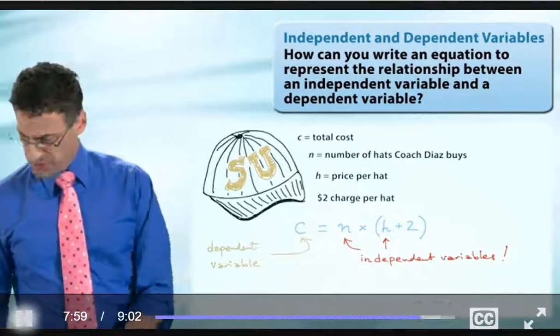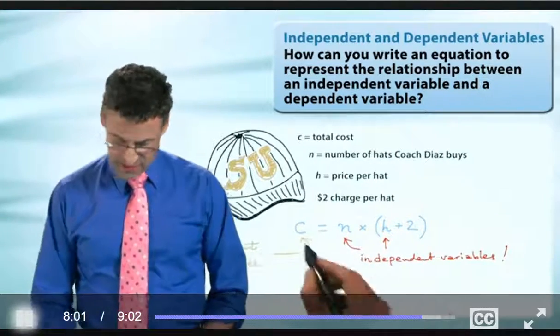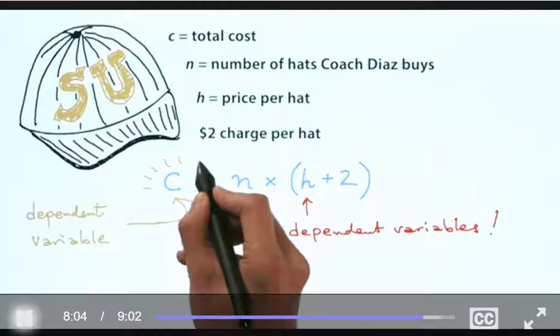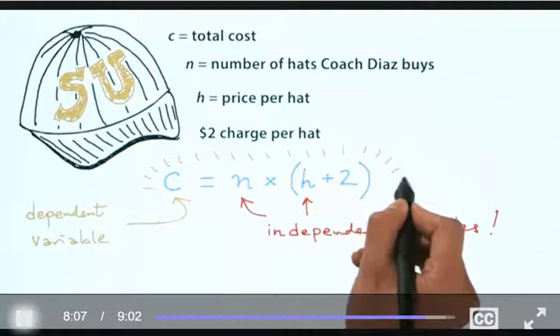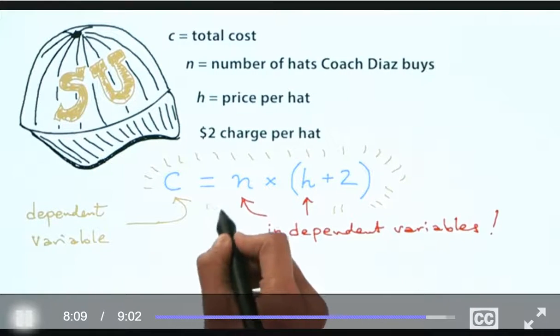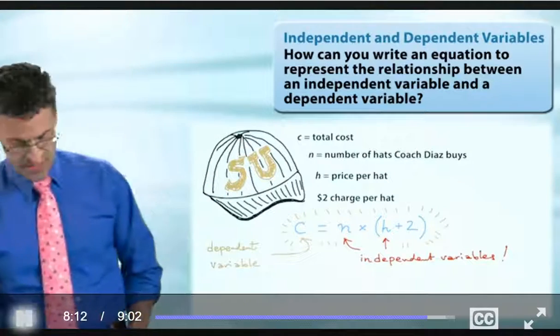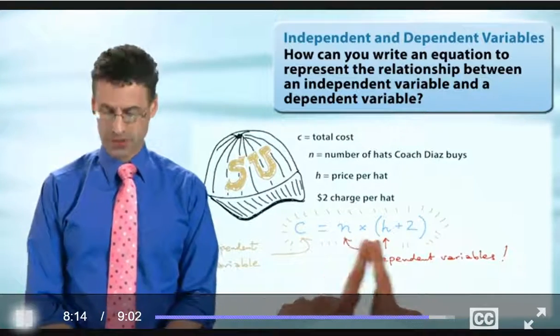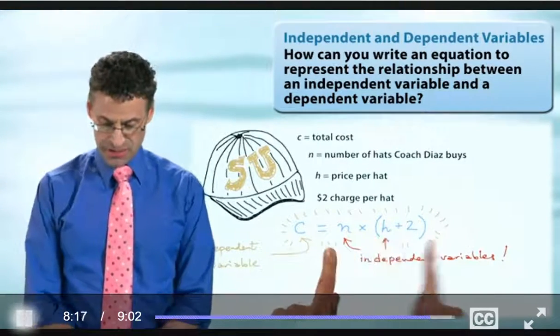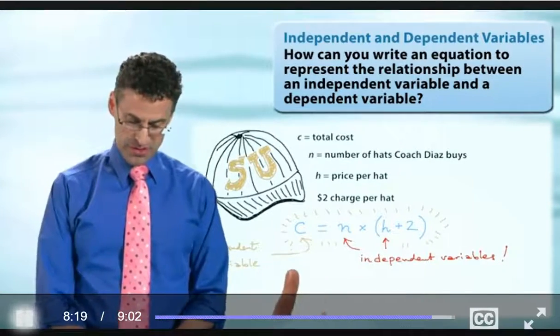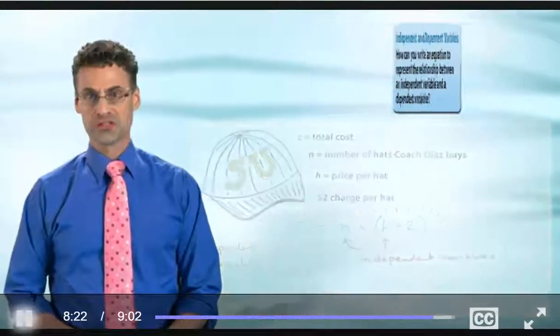Well, here we see a wonderful equation that allows us, in fact, to appreciate how to figure out the cost of this order. It really is just going to come down to knowing the number of hats to be ordered and how much each hat is going to cost. We put that together, and that will always produce the dependent variable of the cost. Producing an equation which has independent variables and a dependent variable is extremely important. It basically is the mathematical analog of cause and effect. And that's what we're seeing here.